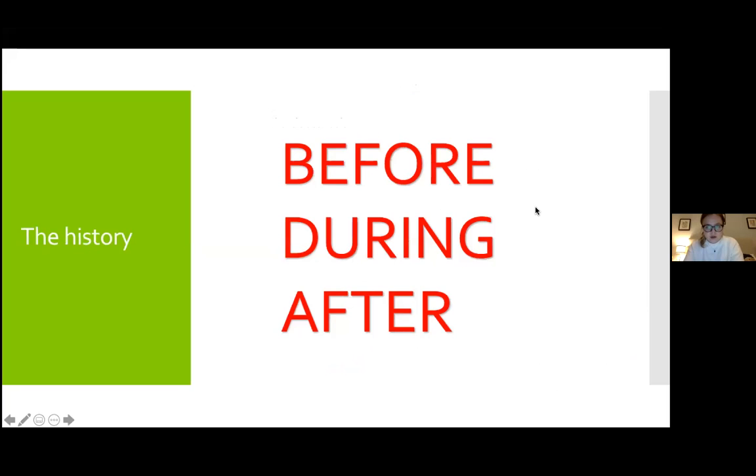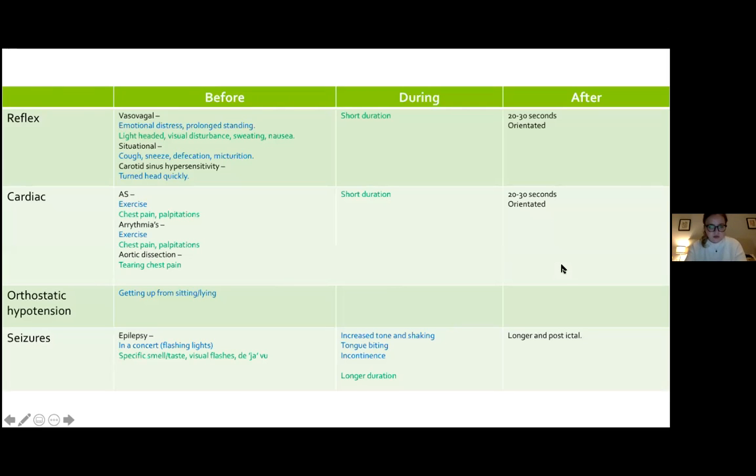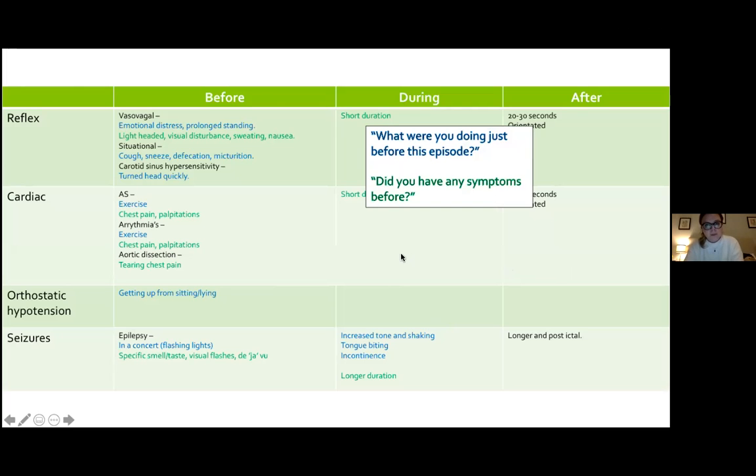So you've got your presenting complaint of, I fainted, I lost consciousness. For the history of presenting complaint, I would always model this, or demonstrate that you're going to find out the cause, by asking before, during, and after. If we go through it a little bit, the main questions you want to ask are, what were you doing just before this episode happened? So here you're asking, what triggered this?